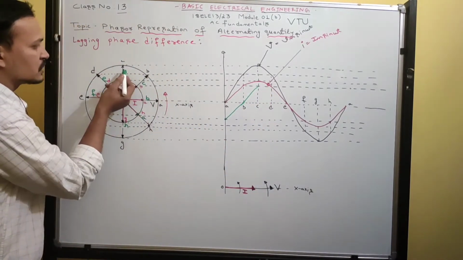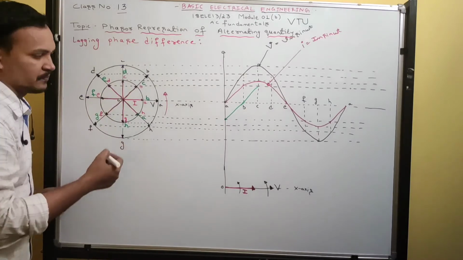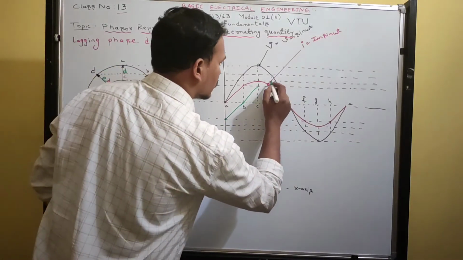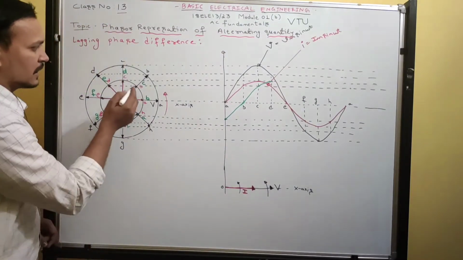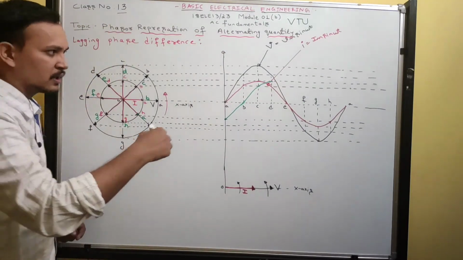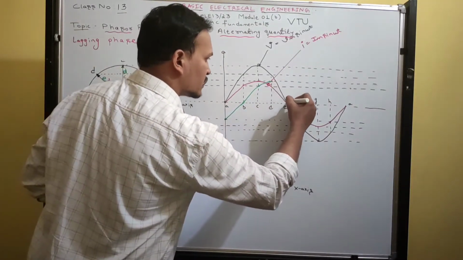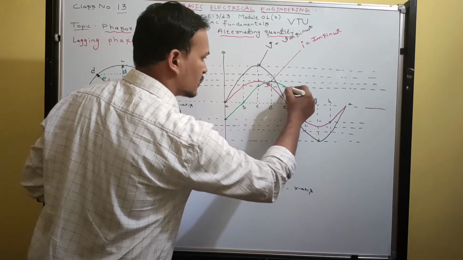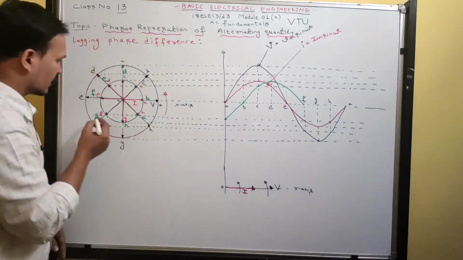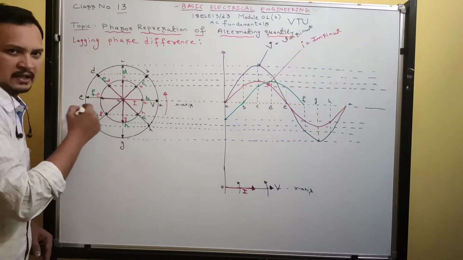Next, at position D, you will get the maximum current. Again, at position E, the value decreases. At position E, the value decreases. Again, at position F, look here, F is 180 degrees.